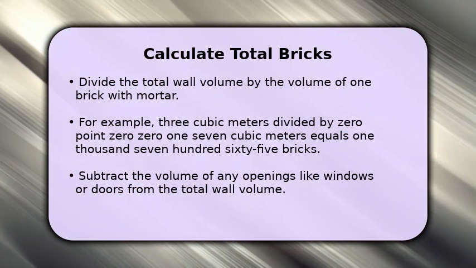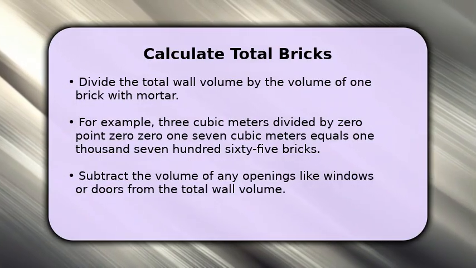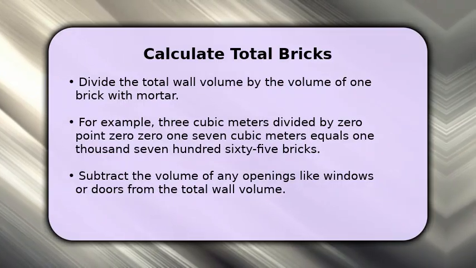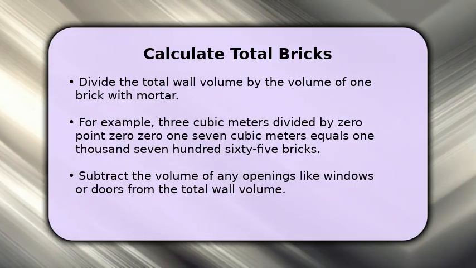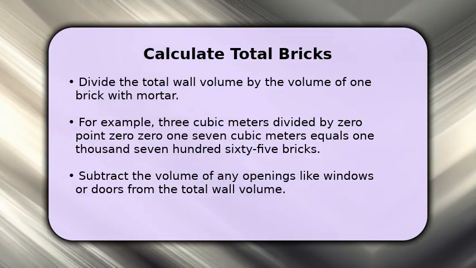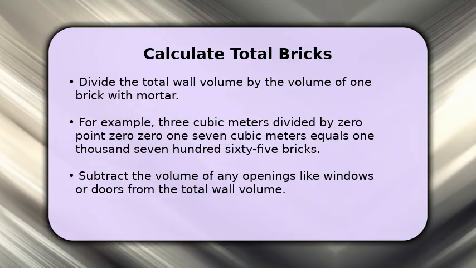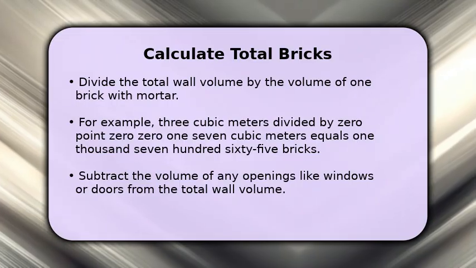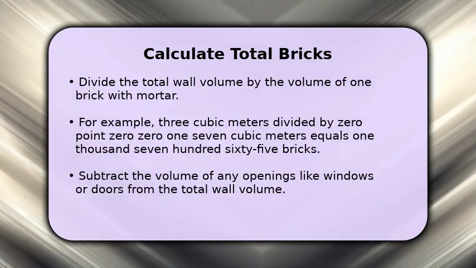Finally, to find the total number of bricks needed, simply divide your wall's total volume by the volume of one brick with mortar. For our example, 3 cubic meters divided by 0.0017 cubic meters gives us approximately 1,765 bricks. Remember to subtract the volume of any openings, like windows or doors, from your total wall volume before dividing. Also, always add an extra 5 to 10% for waste and breakages.